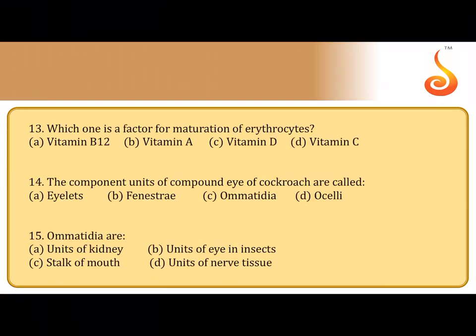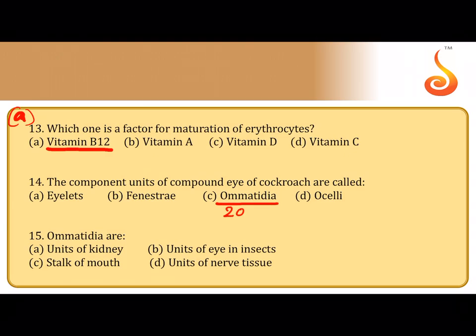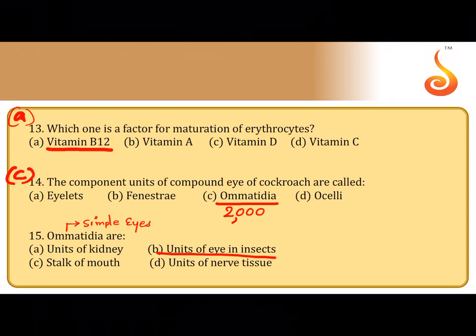Which one is the factor responsible for maturation of erythrocytes? Again, hemoglobin, vitamin B12. Okay. The component units of cockroach compound eye, Ommatidia. How many Ommatidia per eye? 2000 Ommatidia. Ommatidia are nothing but units of eye. These Ommatidia are also called the simple eyes, isn't it? So it is the second option.